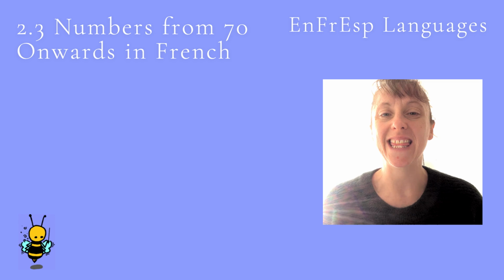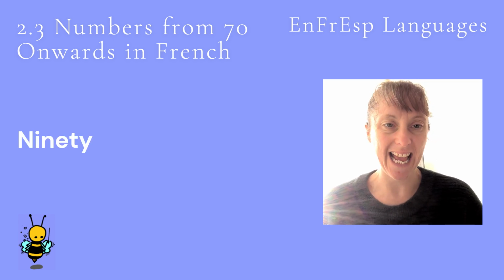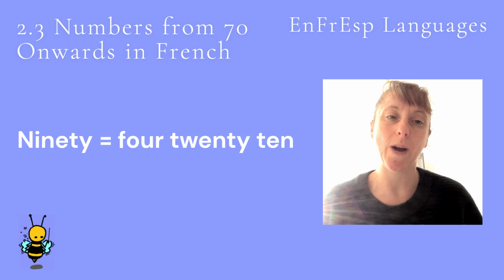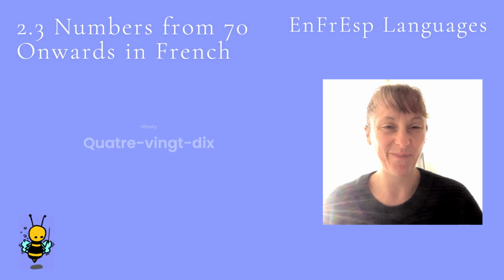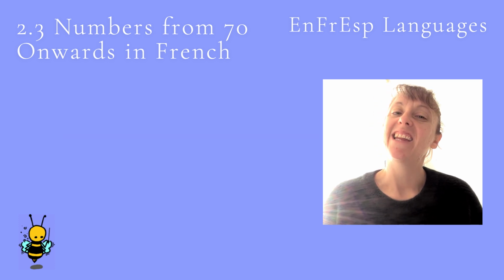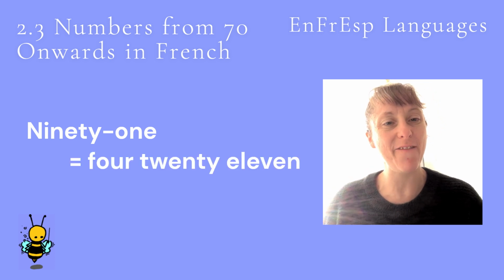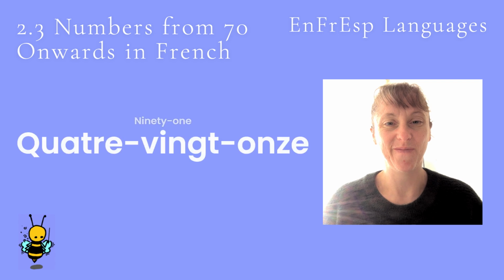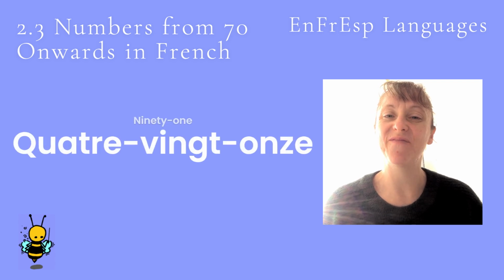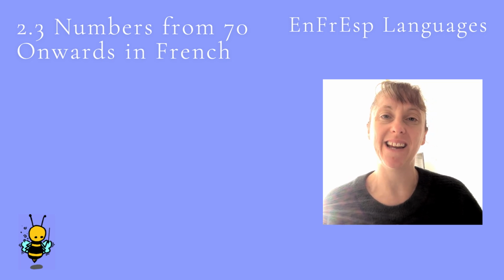Let's look now at the 90s. 90 literally translates to 4 20 10. Quatre-vingt-dix. Let's hear it again. Quatre-vingt-dix. 91 translates to 4 20 11. Quatre-vingt-onze. Let's hear it again. Quatre-vingt-onze. And we follow this pattern up to 99.